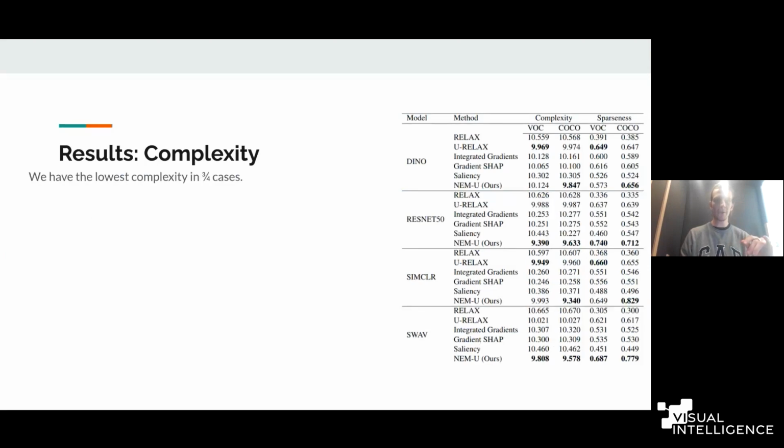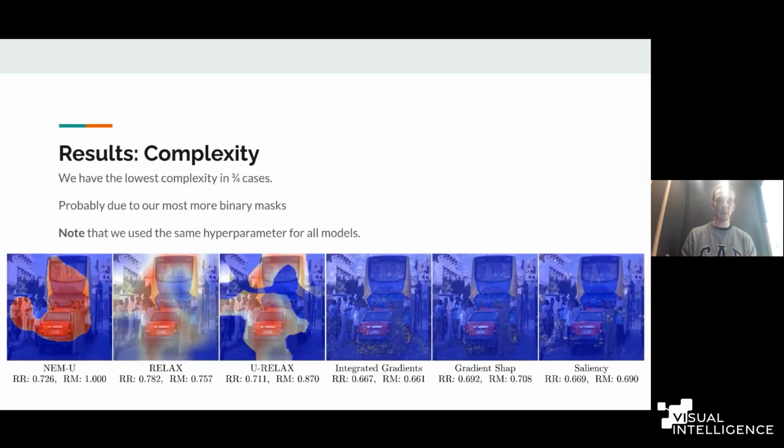Complexity, we have the lowest complexity, like the smallest mask, in 3 out of 4 cases. And some of the time it is U-relax. It's basically because we have a more binary mask compared to some of the other ones. You can see our mask goes like this. It's almost completely binary. And the other ones are much more blurred out. That's also the case for U-relax, whereas you basically threshold relax.